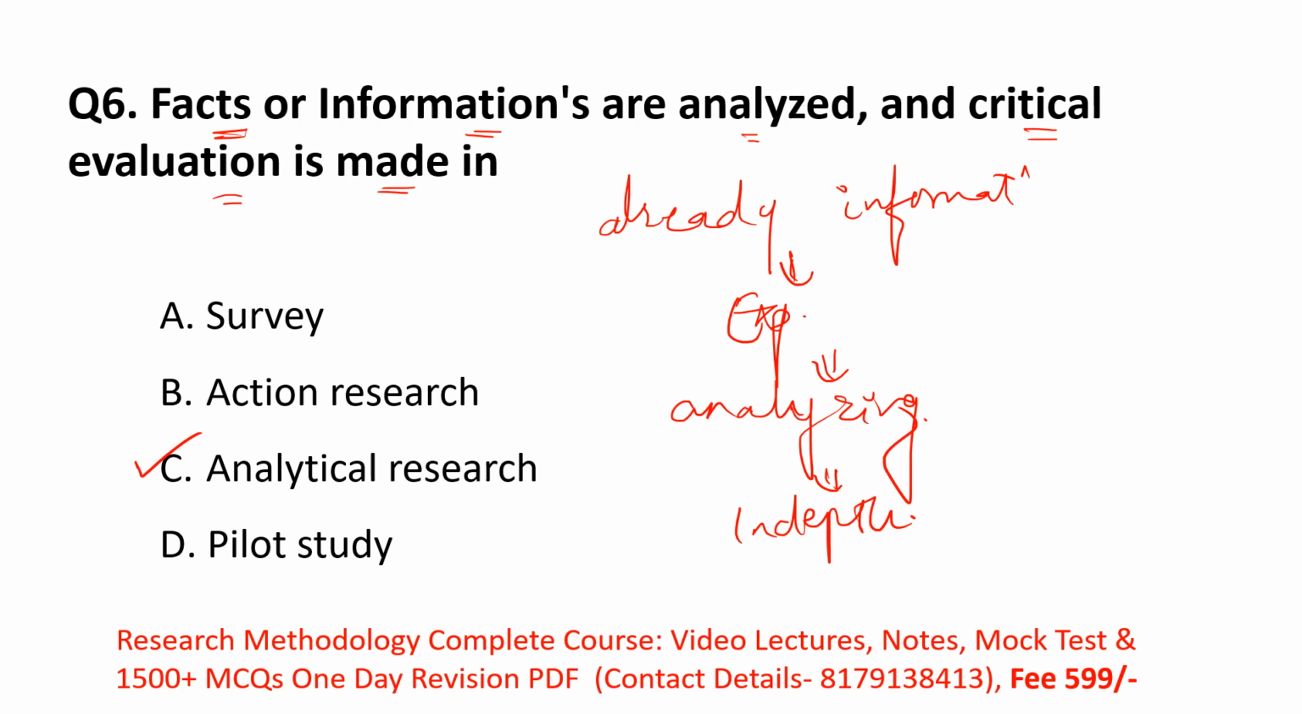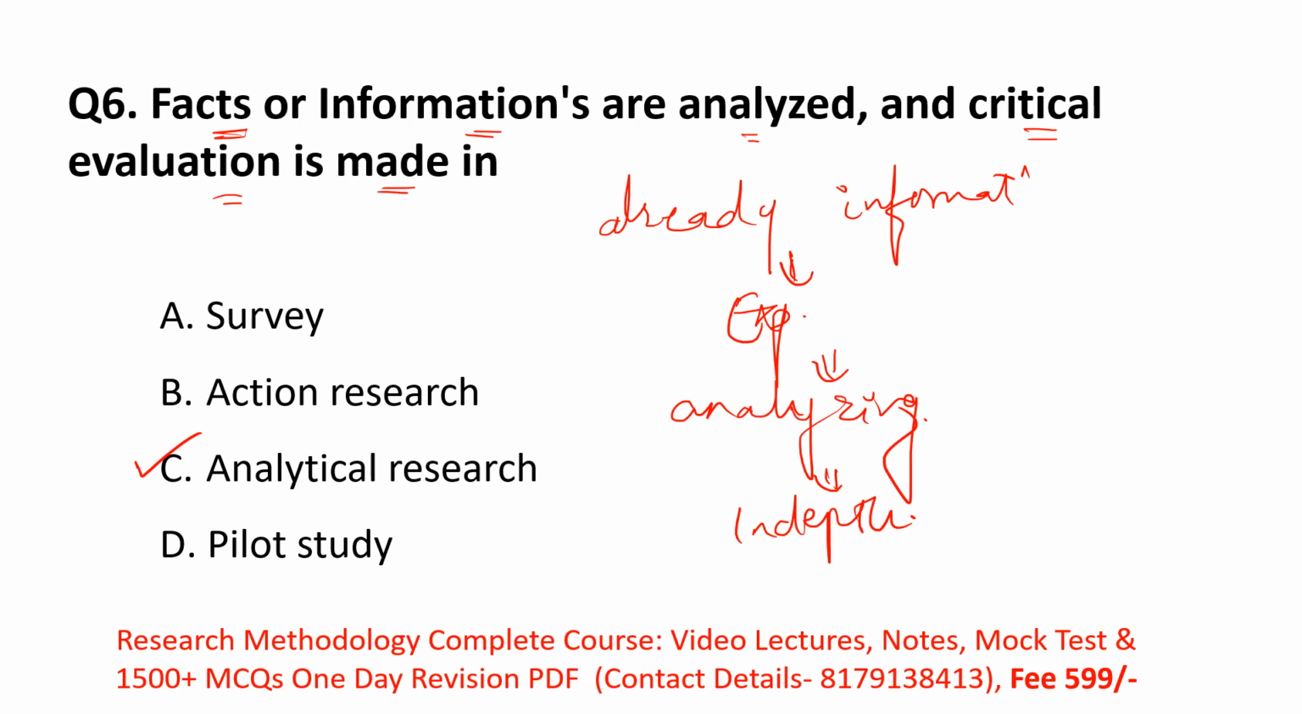You might have heard the word analytical chemistry. In analytical chemistry, chemists, or you can say scientists, generally already have information. They already have data. They perform their experiments, do their activities and analyze that data. They observe that data, do an in-depth study, and find out whether that information is correct or not, and whether the results and conclusions are coming out correct or not. So remember, if you already have information and you are analyzing it, it comes under analytical research.